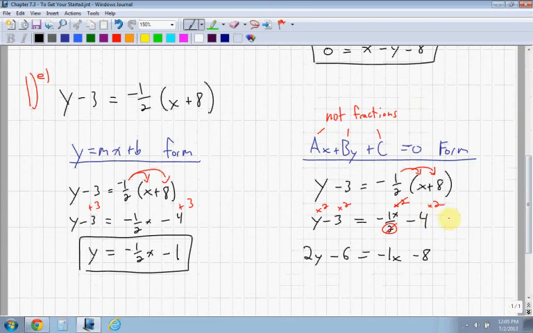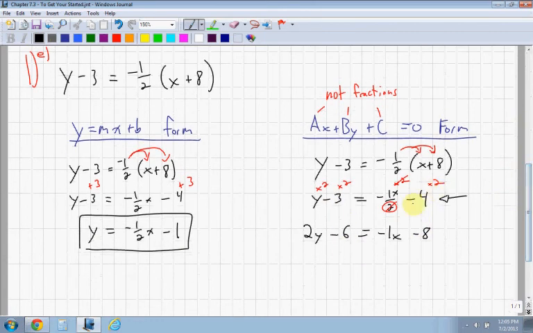What you could have done in the step right before you multiply by 2 is add the 4, and it would have saved me one less step adding here. And it would have saved me one less multiplication, but it's not a big deal.